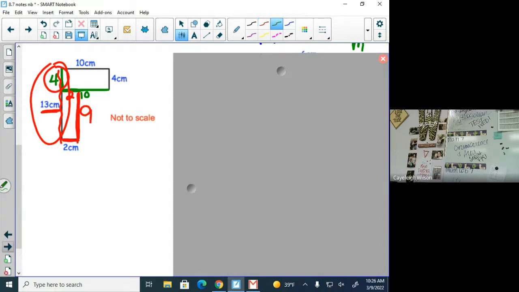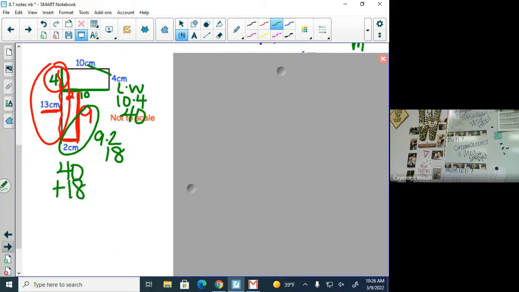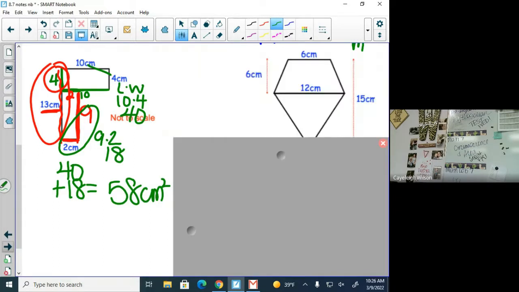So this one is a 10x4, so length times width, 10 times 4 is 40. This one's a 9x2, length times width, 9 times 2 is 18. And then 40 plus 18 is 58 centimeters. I saw some people with 66, which tells me you did 13 times 2. The 13 was that whole length, not just this part. You've got to watch out for that.